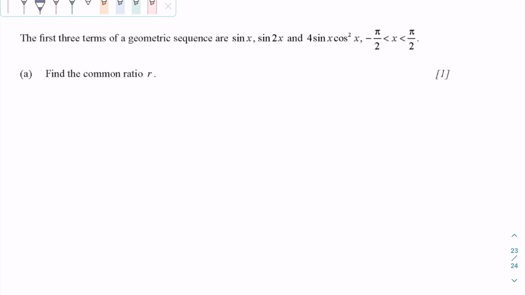Part A asks to find the common ratio of a geometric sequence that goes sine x, sine 2x, 4 sine x, cosine squared x, where x is between minus pi over 2 and pi over 2.